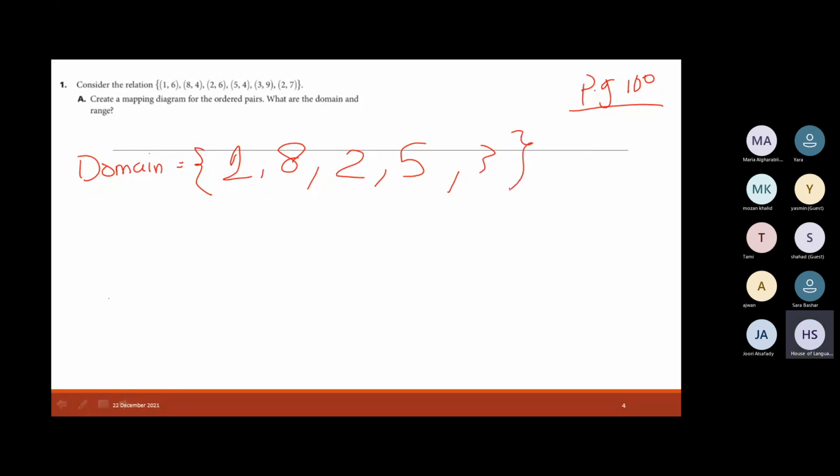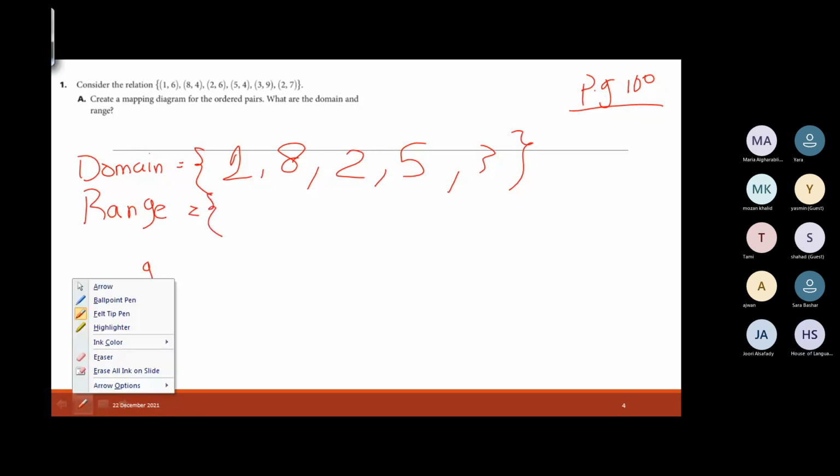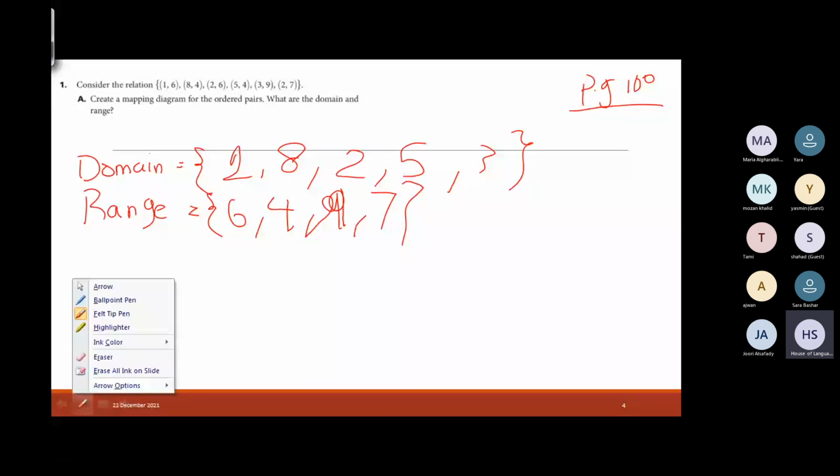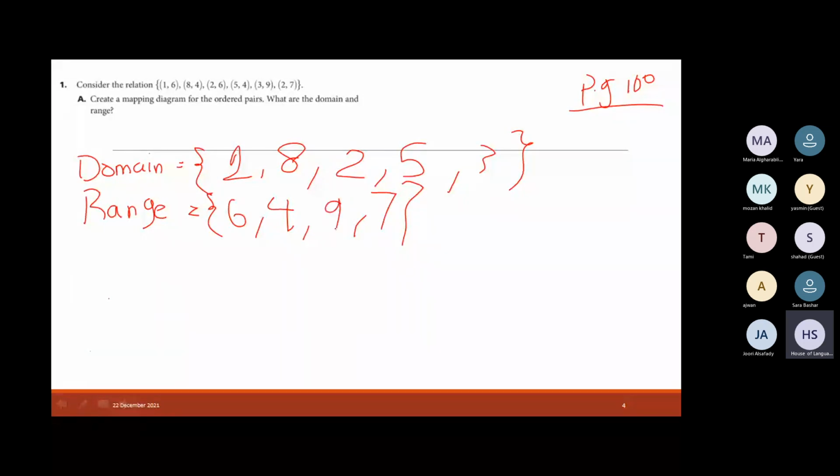So this is for the domain. Is it clear? Yes. Okay. Now the range. Bravo. Now because 4 and 6 are repeated, she didn't repeat it. Got it now? How do you find the domain and range?